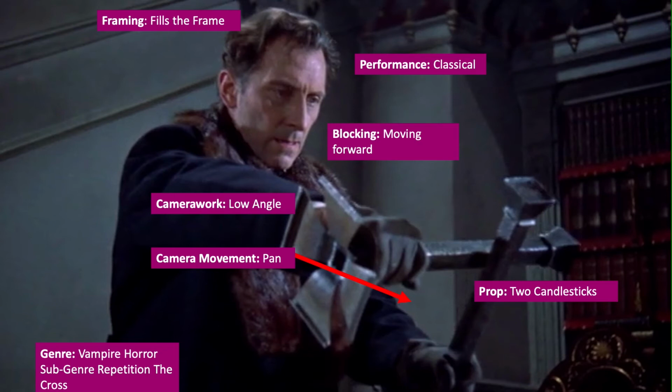The camera work is a low angle to show that now he is a stronger character. In terms of camera movement, we have a small pan to show him getting nearer to Dracula, that he's getting stronger and nearer and braver to him.